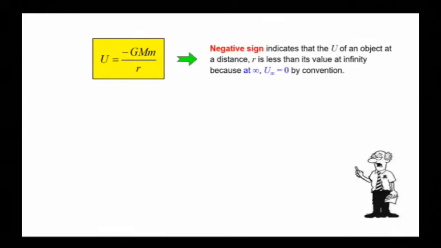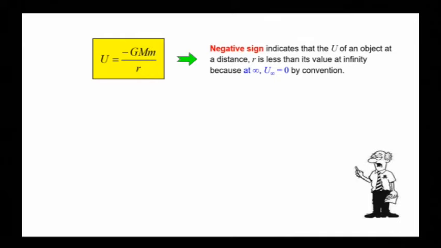Let's take a look at the gravitational potential energy equation. The negative sign here indicates that the gravitational potential energy of an object at a distance r is less than its value at infinity, because at infinity, the gravitational potential energy is zero by convention.